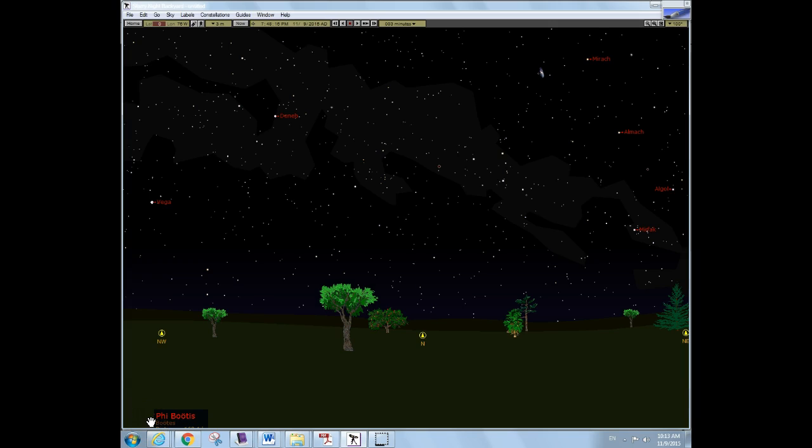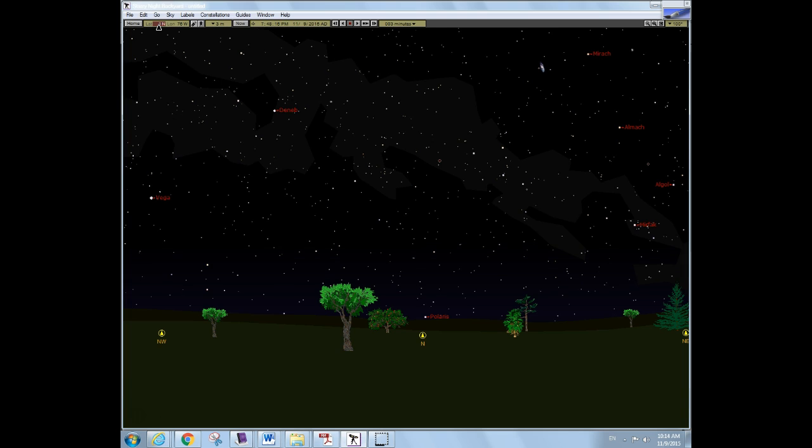This is a quick screencast about the relationship between latitude and your altitude of Polaris. I'm using the astronomy program, and you can see I'm looking towards the north. My location right there, you can see, is 0 degrees, which is the equator, and Polaris would be at the horizon. I'm going to change it to 1 degree north, and look what happens.